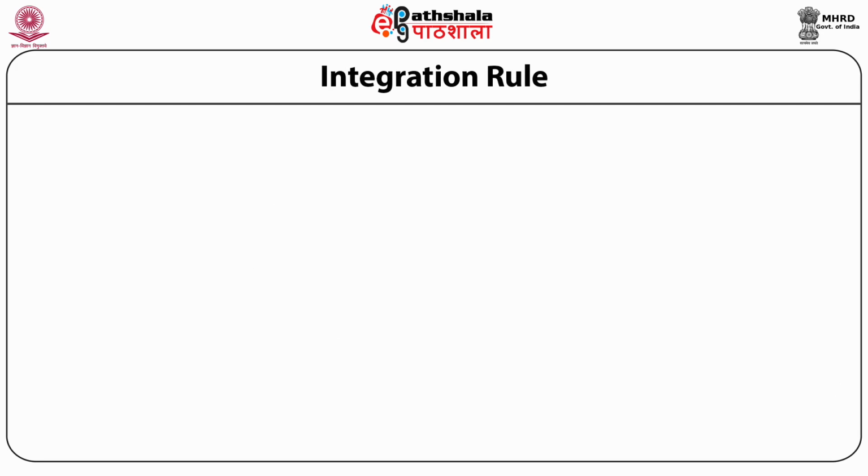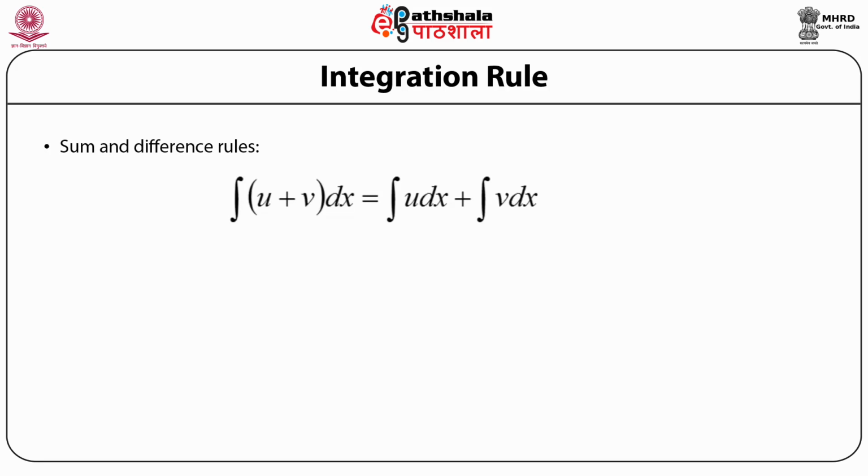Integration rule. Sum and difference rules. Integral of u plus v dx, you can integrate u and v separately, that is integral u of x dx plus integral v of x dx. The minus is just, replace plus v by minus v, then you will get the other one.